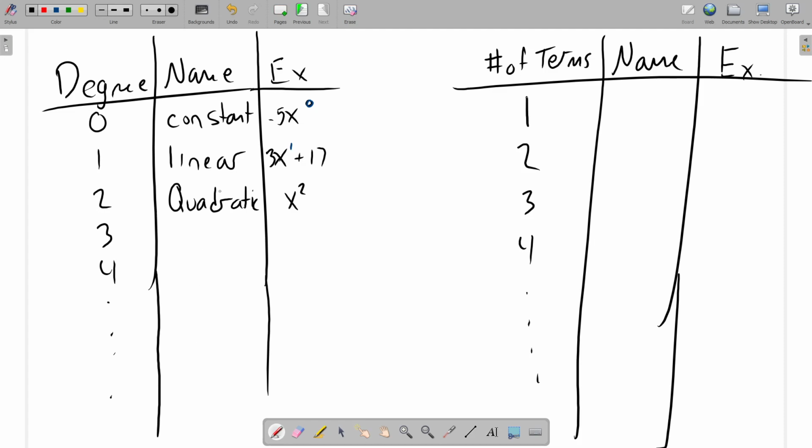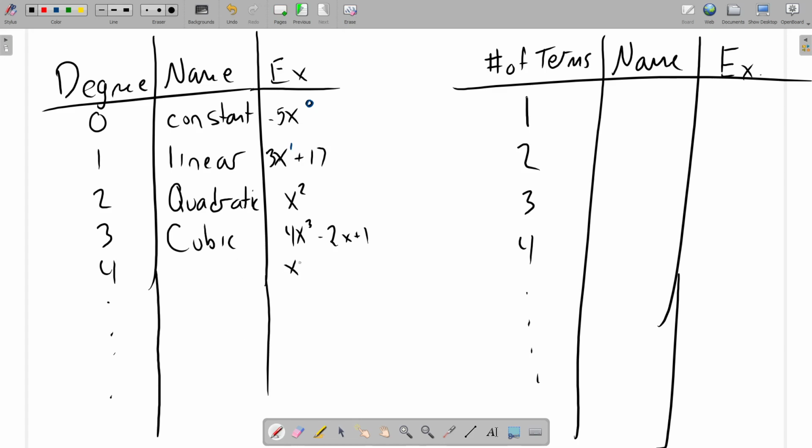But let's finish this table out. What about a degree of 3? That means that we have an x cubed. We can have a number in front of it, 4x cubed. We can have some other stuff, minus 2x plus 1. If the degree is 3, then this is a cubic.